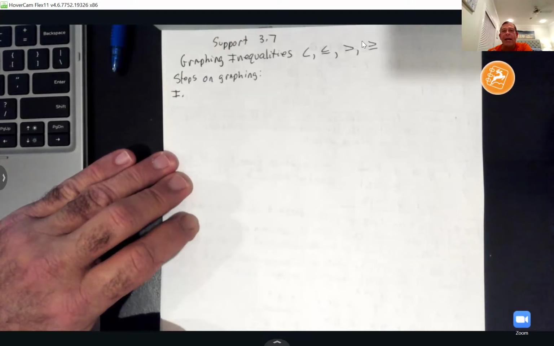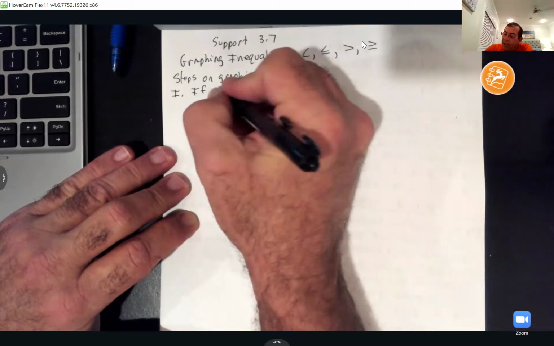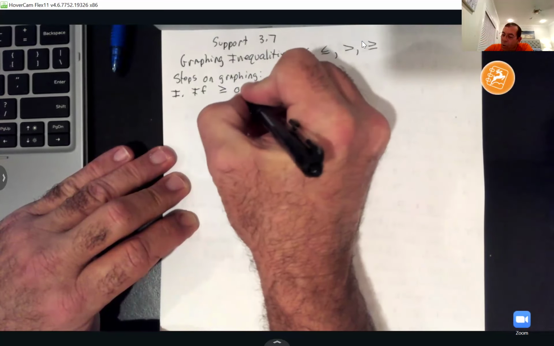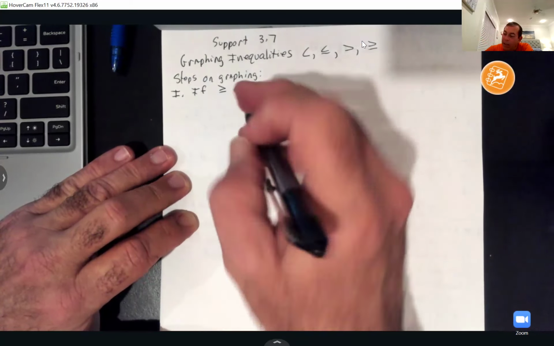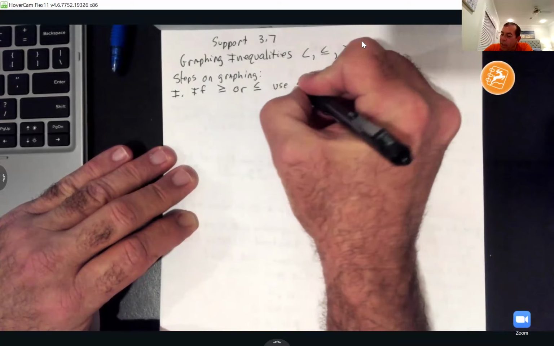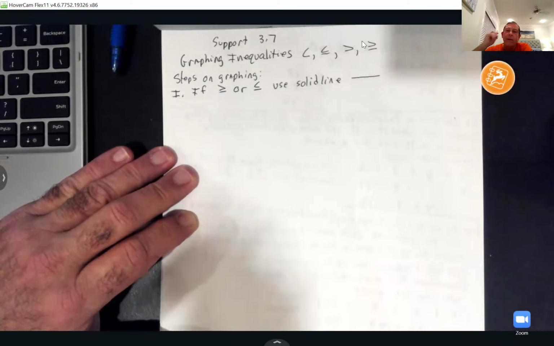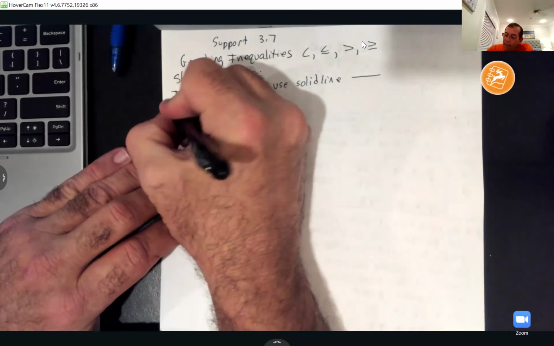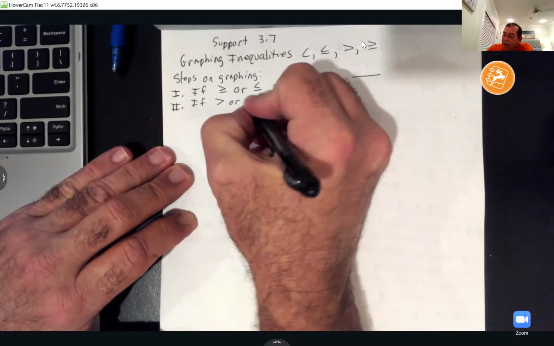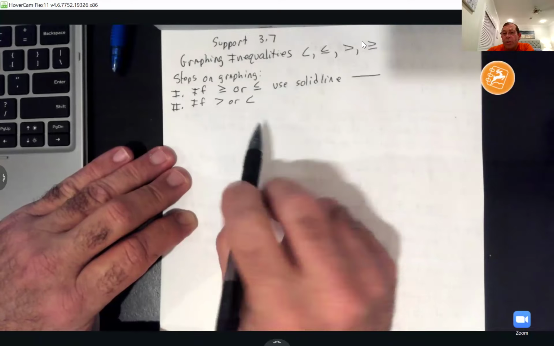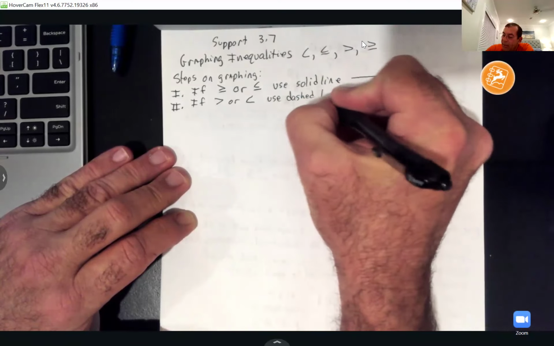So to determine what kind of line I use, listen, if it's greater than or equals or less than or equals, if it has equals in it, we're going to use a solid line. Okay. If it's a greater than or a less than, if it has no equals on it, then I will use a dashed line.